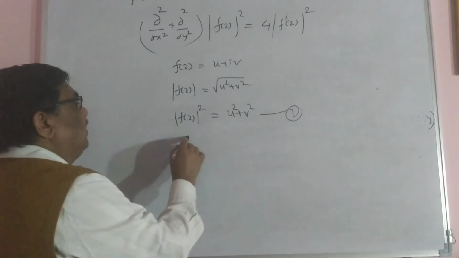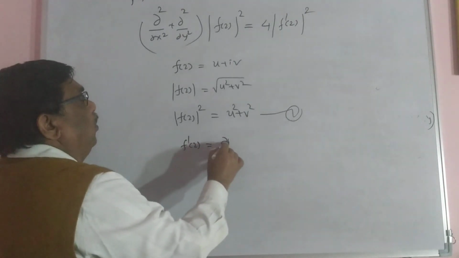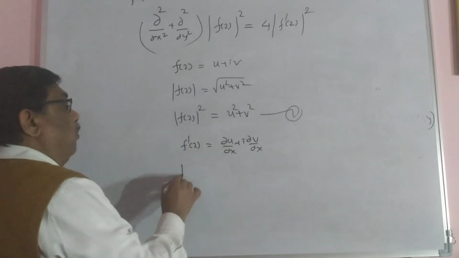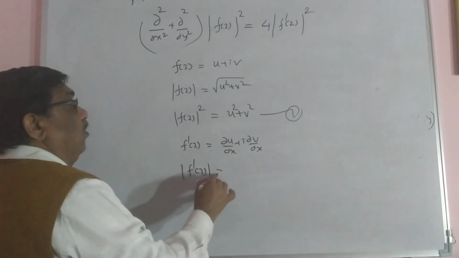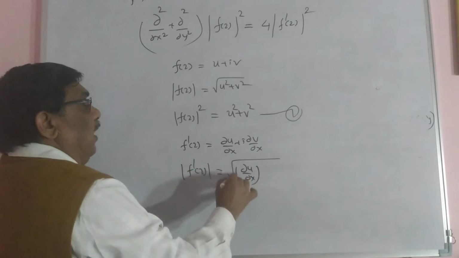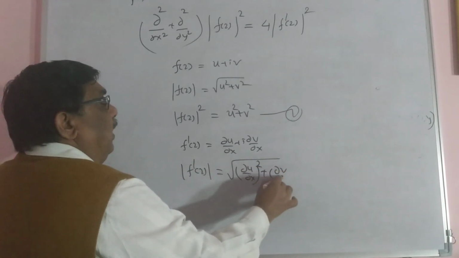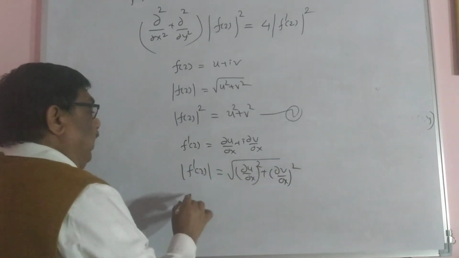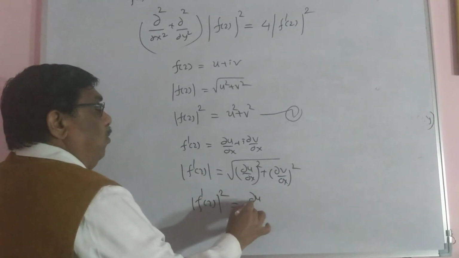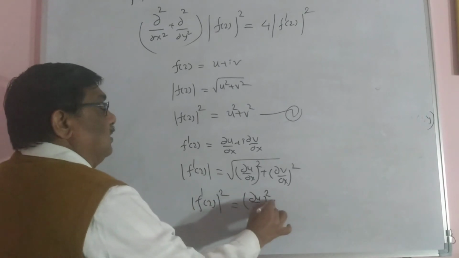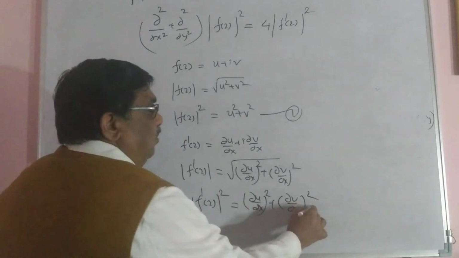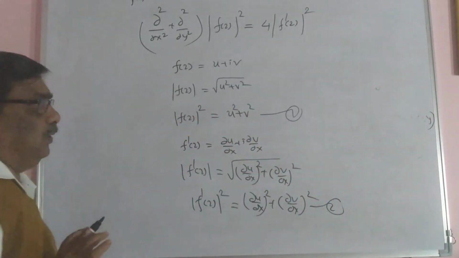Similarly, f dash of z is equal to ∂u/∂x plus i ∂v/∂x, and modulus of f dash of z is the square root of (∂u/∂x)² plus (∂v/∂x)². When I square it, modulus of f dash of z squared is equal to (∂u/∂x)² plus (∂v/∂x)². So this you have to remember. Let us connect these two.